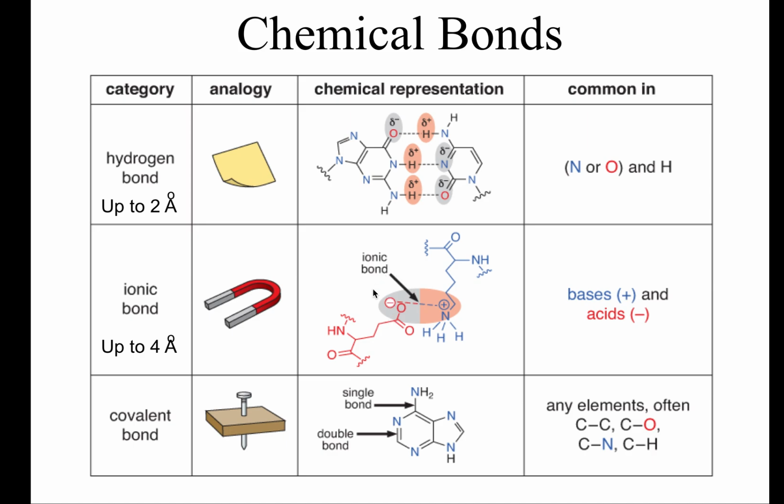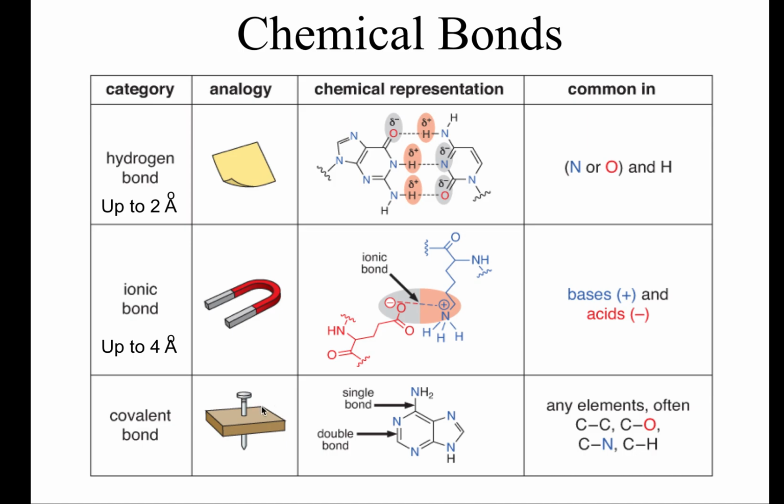And if you have a full negative charge and a full positive charge, they can be attracted to each other, sort of like a magnet. And that's called an ionic bond. An ionic bond is stronger than a hydrogen bond. Because it's stronger, it can hold things up to 4 angstroms apart from each other, so twice as far as a hydrogen bond.